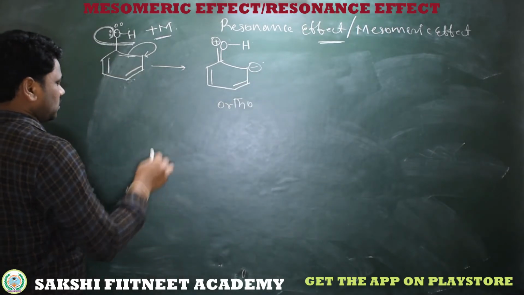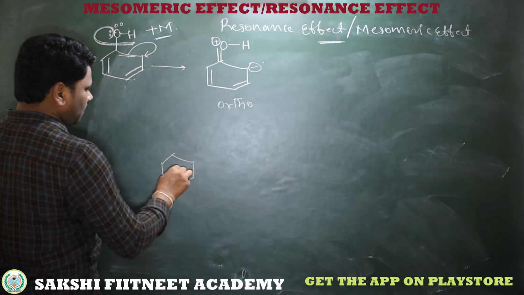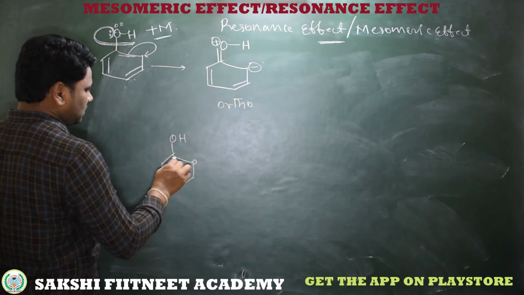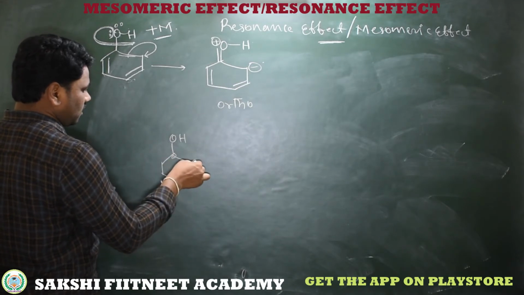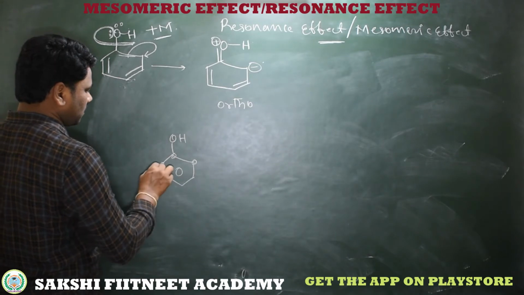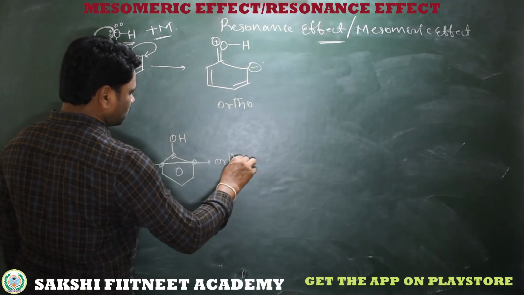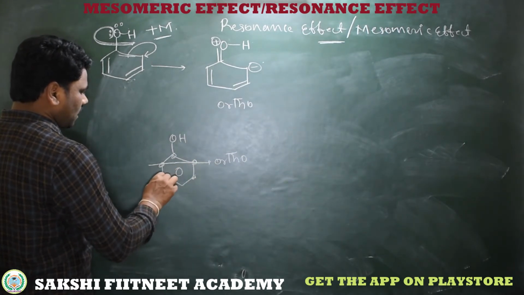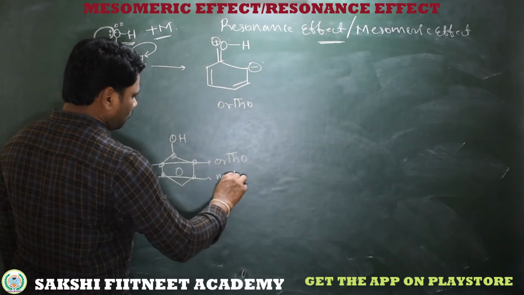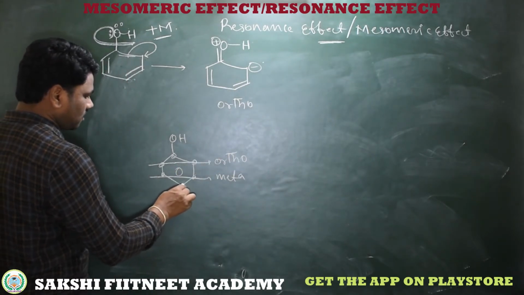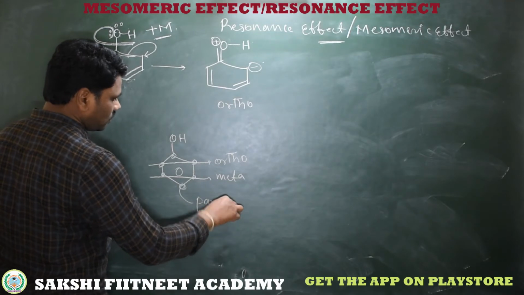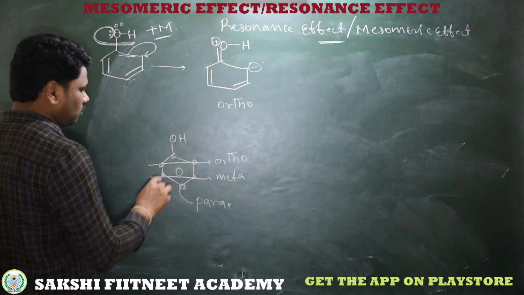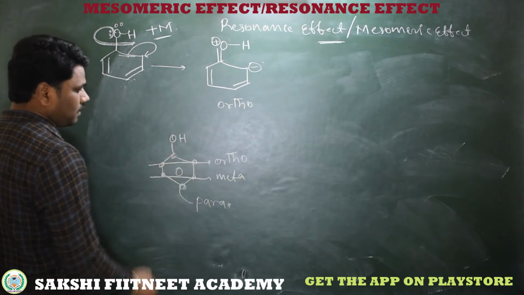Now what about these positions? Coming to the common notations, the IUPAC nomenclature notations: this is the reference carbon. From this reference carbon, the first carbon and the sixth carbon are called ortho carbons, the ortho positions. The third carbon and the fifth carbon are called meta positions. And this carbon is called the para position, a 1,4 relation. 1,2 or 1,6 is called ortho, and 1,3 or 1,5 is called meta.